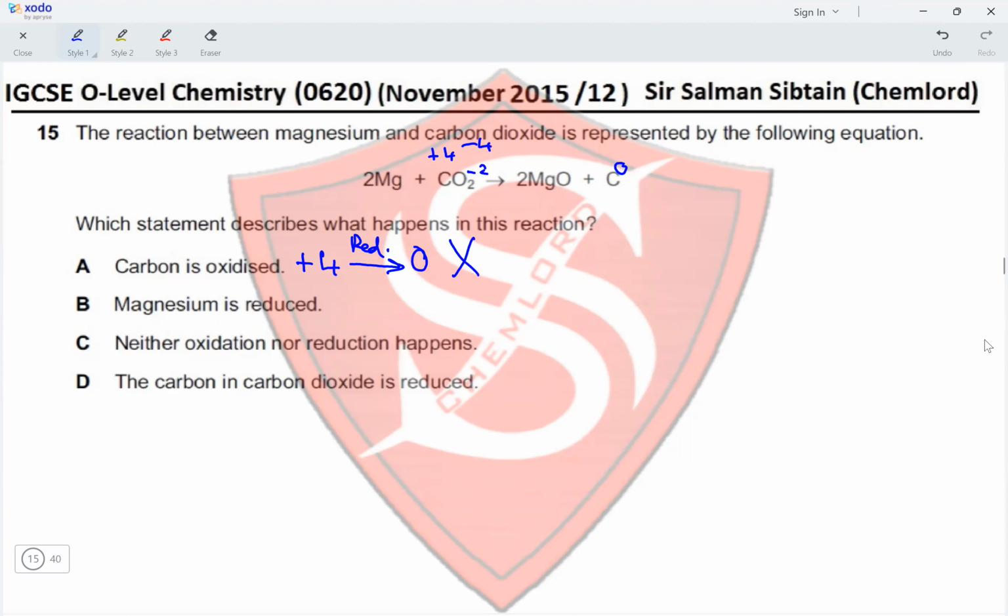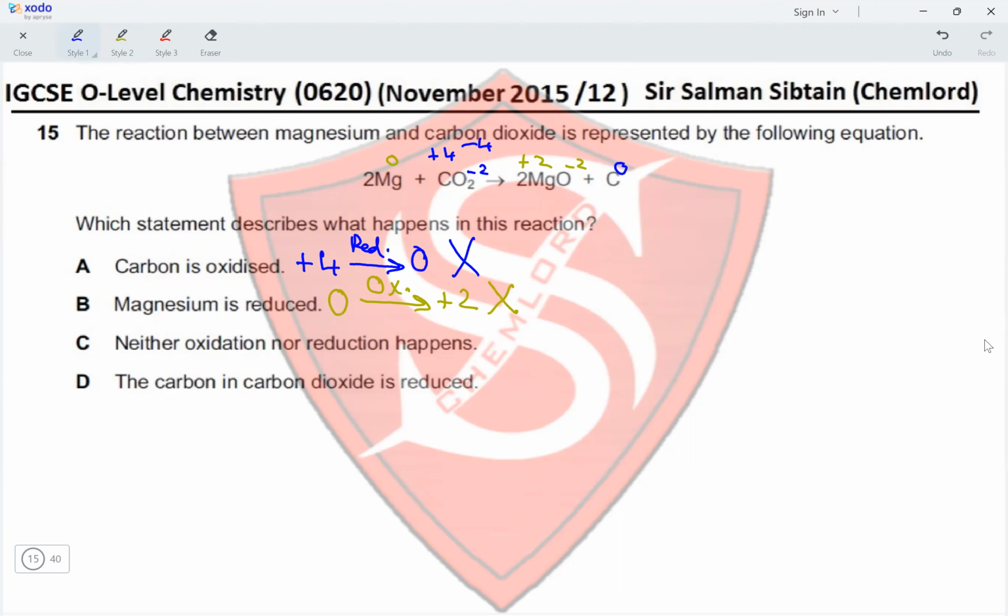So this is incorrect. Magnesium is reduced. Magnesium has a charge of 0 because it is elemental magnesium. Then it goes to MgO, in which oxygen will have a charge of -2. To balance this, magnesium will have a charge of +2. So we are going from 0 to +2, which is oxidation and not reduction. So this is incorrect as well.